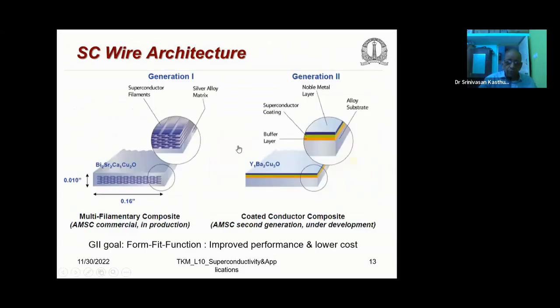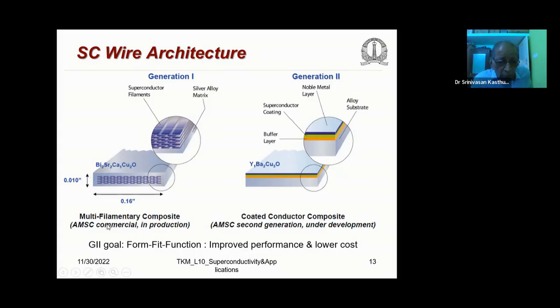Okay, fine. Now we come to how we prepare the superconducting wires for high temperature superconductors. There are generation 1, first generation wires, or second generation wires, etc. available now. For example, in the first generation wire, you have bismuth, strontium, calcium, copper oxide. So these are a lot of filaments. You can see they are all in the form of filaments, and these filaments are embedded in a silver alloy matrix.